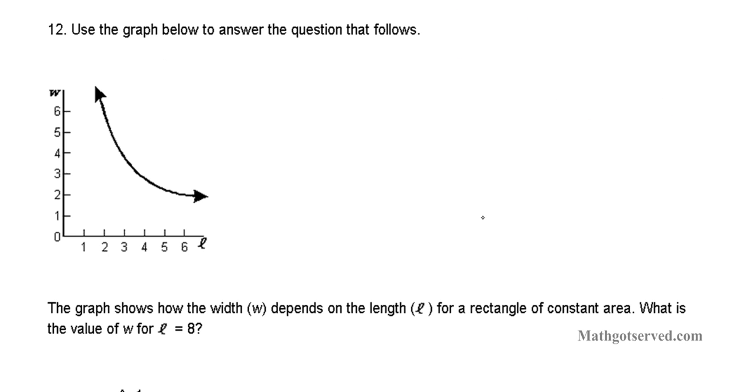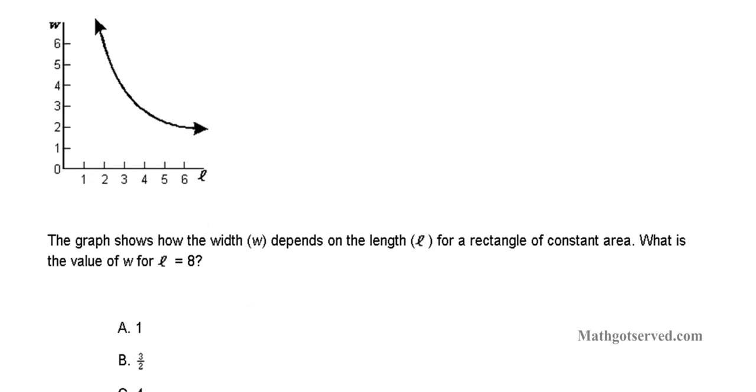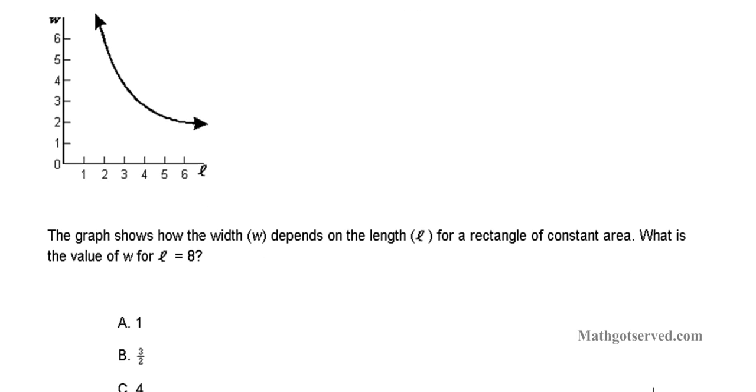All right, let's take a look at number 12. It says, use the graph below to answer the question that follows. The question says, the graph shows how the width W depends on the length L for a rectangle of constant area. What is the value of W for L equals 8? Okay, so you notice we're going to be extrapolating here. We're going to be making an assumption. So what we have to do is extend this to 8.